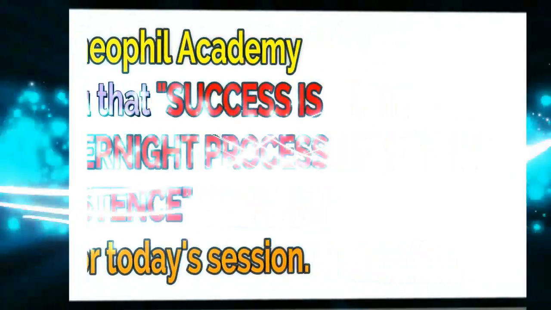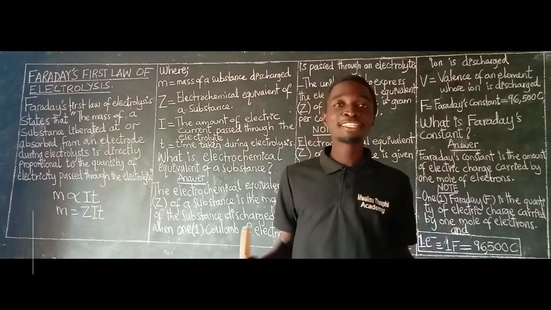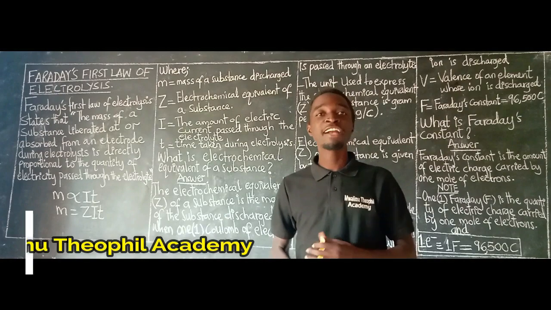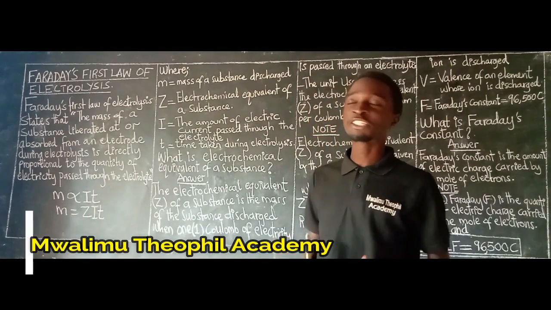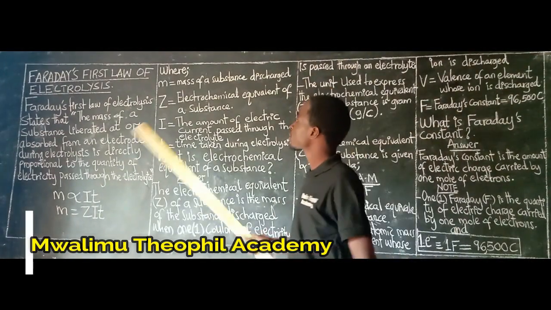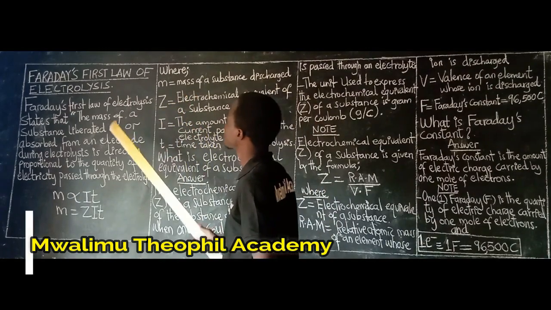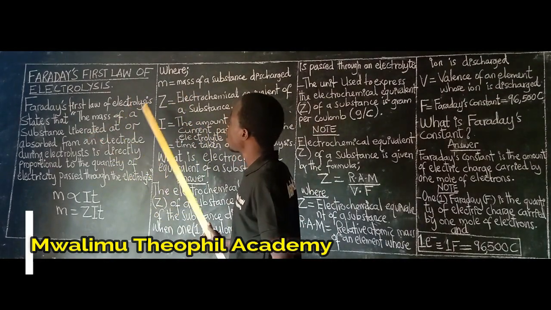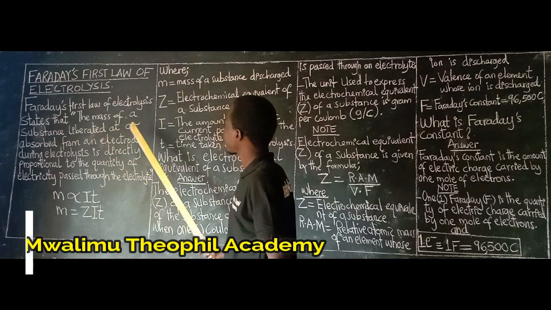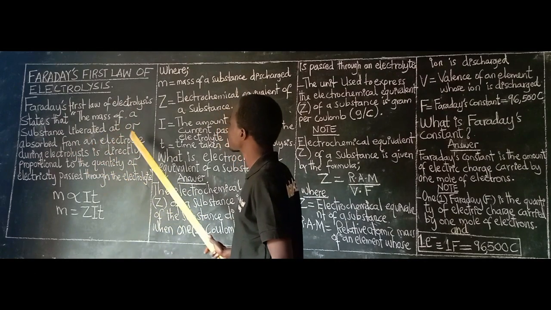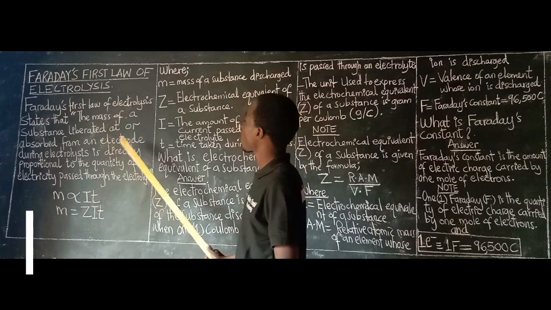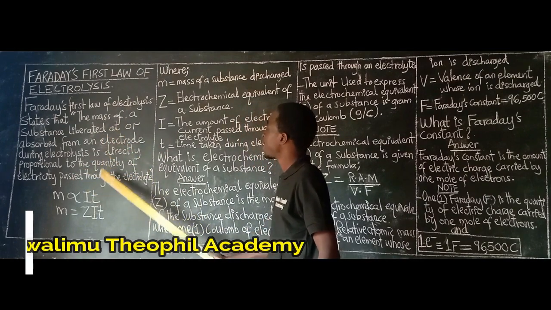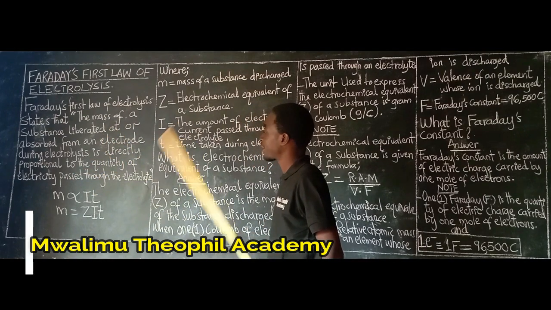Welcome for today's session. In this lesson, you are going to learn about Faraday's first law of electrolysis. Faraday's first law of electrolysis states that the mass of a substance liberated at or absorbed from an electrode during electrolysis is directly proportional to the quantity of electricity passed through the electrolyte.